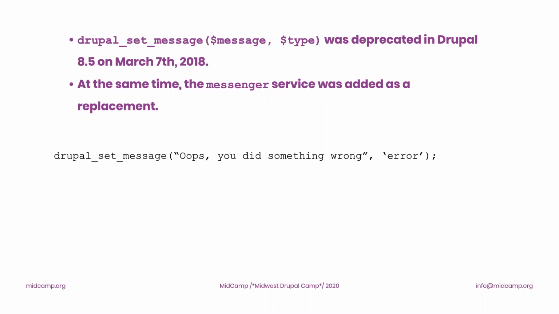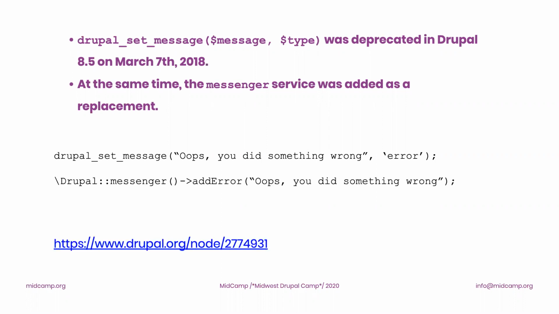And so to adapt your code, you need to follow the instructions that are in the change record. In this particular case, it's pretty simple, because you just need to replace this with this. And Drupal messenger add error, oops, you did something wrong. Now, because this new API is a service class and it supports things like dependency injection and it's got additional methods around it, you may also want to take the opportunity to further refactor your code to take advantage of that. If you're calling this from a place where you can manage dependency injection, you might want to inject the messenger service directly, rather than calling it from the global Drupal class.